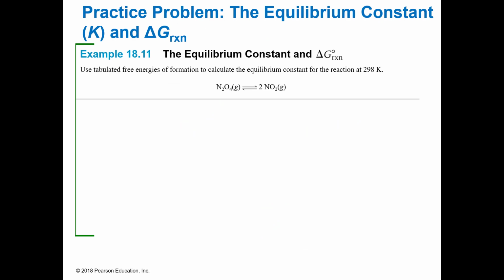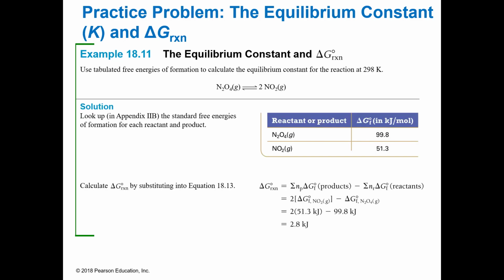All right, so this problem says use tabulated free energies of formation to calculate the equilibrium constant. So this is what I'm talking about. When you read a problem, you're going to think about which delta G equation you need. Well, we don't have delta S, so that equation's out. We don't have multiple chemical equations here, so we're not doing the indirect method. And they tell you to use the tabulated free energy, so we're using the direct method of calculating delta G for the reaction.